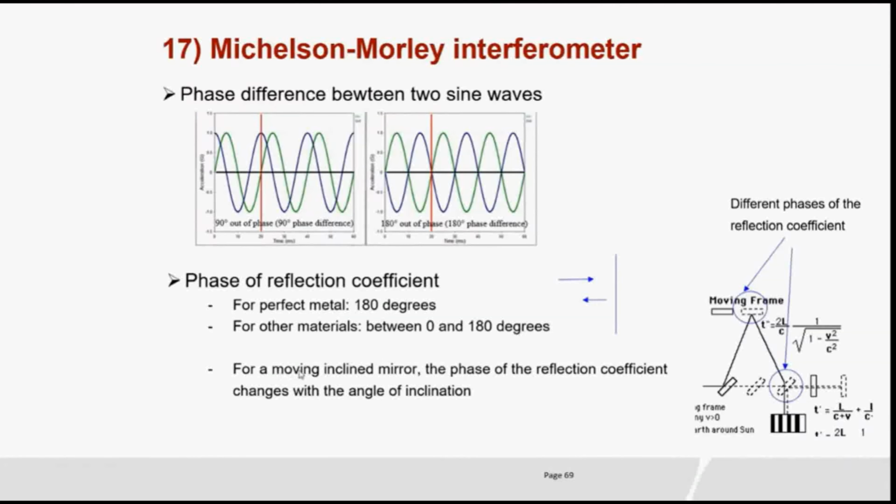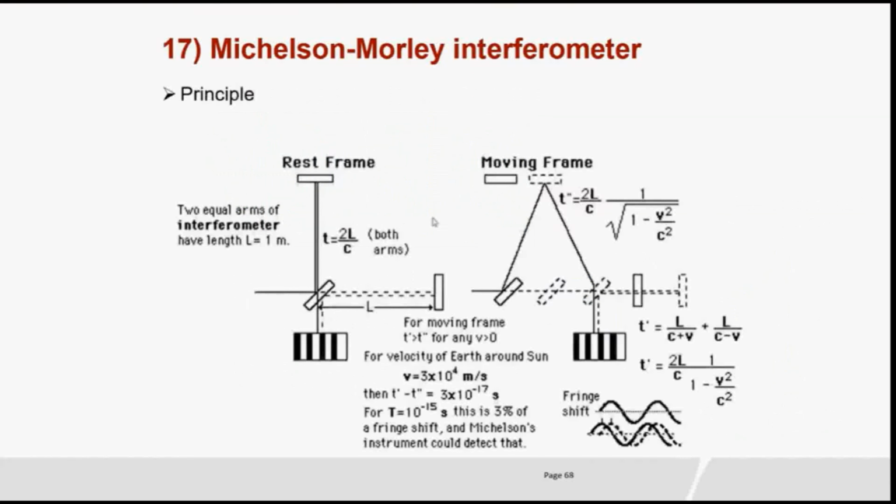And if you use a moving inclined mirror, then the phase of the reflection coefficient will change with the angle of inclination. So that means this reflector here and this reflector here, they will introduce another phase shift, not necessarily due to the length of the propagation of the light wave. It could also introduce another phase shift. So that means the Michelson-Morley interferometer is not well designed when it introduces additional phase shift at the reflector.